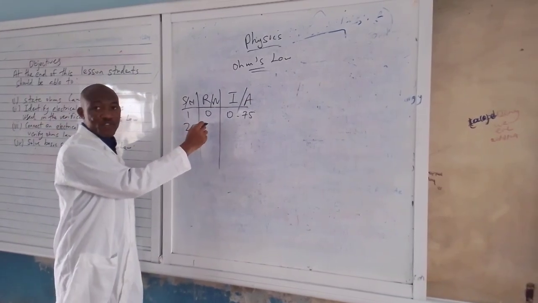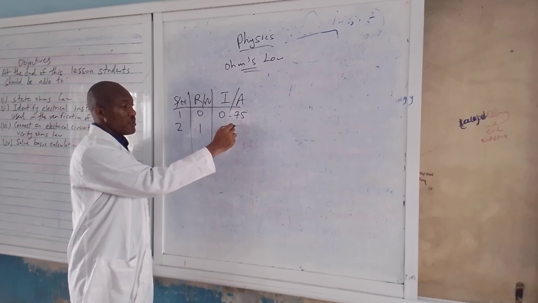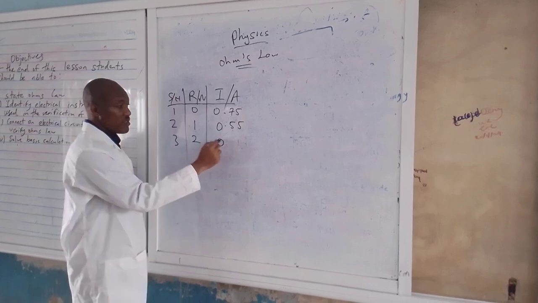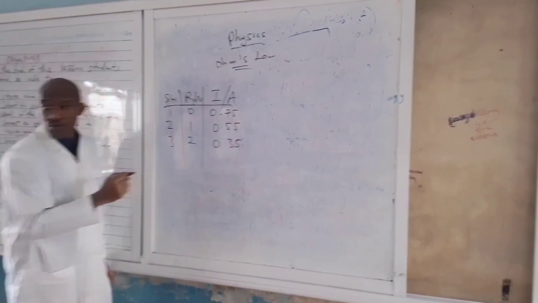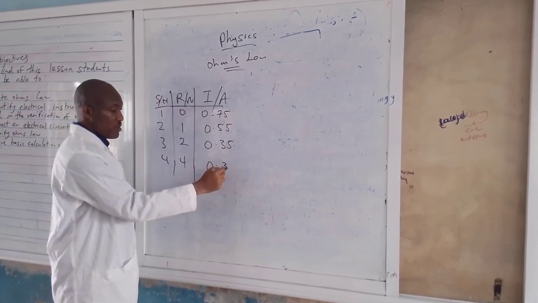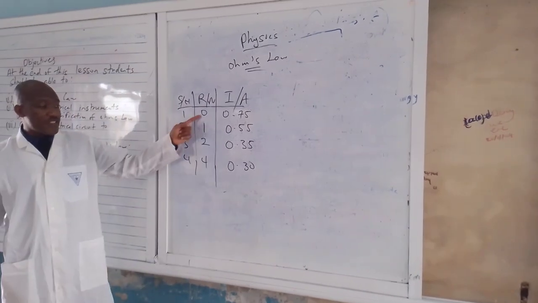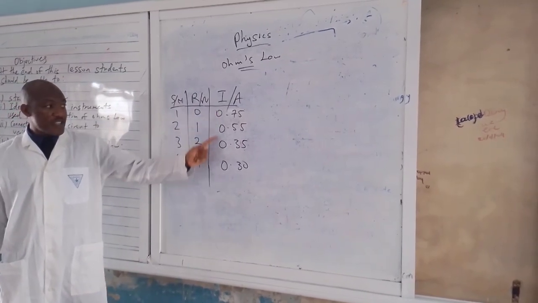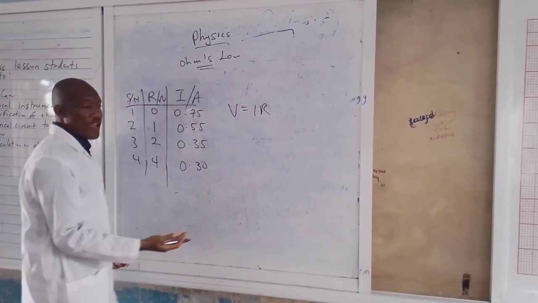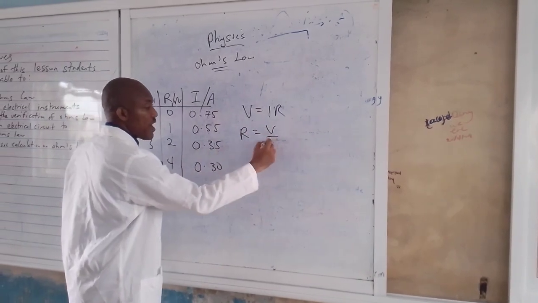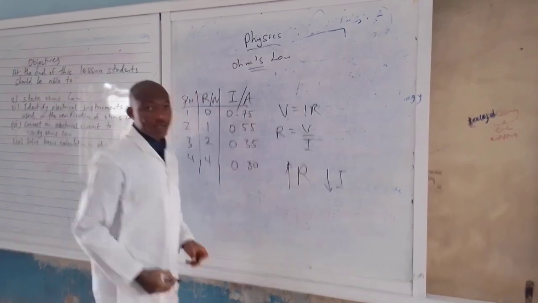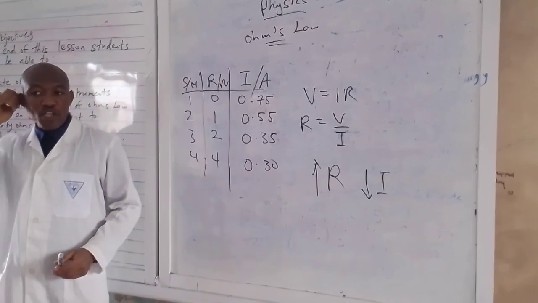The second one, when our resistance was 1, what did we get? 0.55. The next one, when our resistance was 2, we got 0.35. Then the next was 4, and our current was 0.30. So what do we notice as a pattern? As our resistance is increasing in value, there is a decrease in our current. Based on what I said earlier, when V is equal to IR, if I make R the subject of the formula, that gives R is equal to V over I. It means as R is increasing in value, I is decreasing in value.